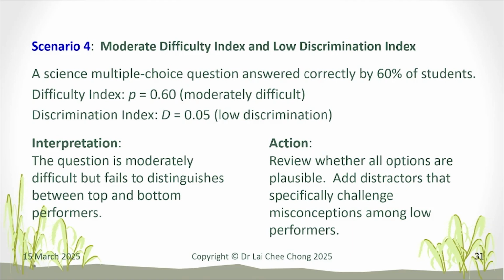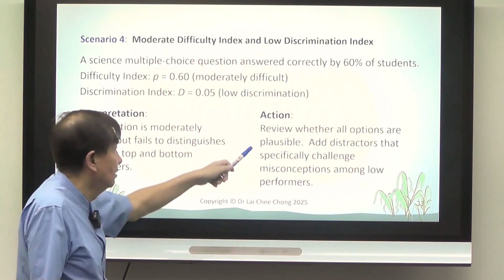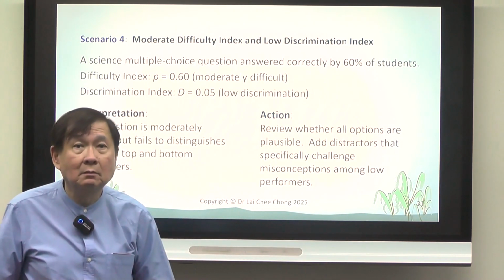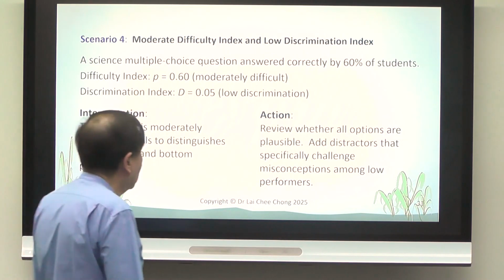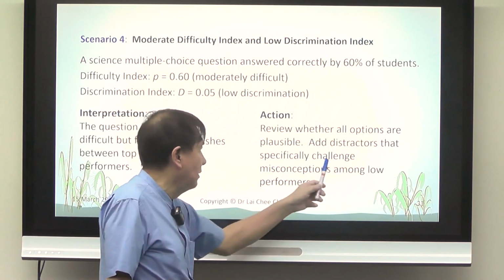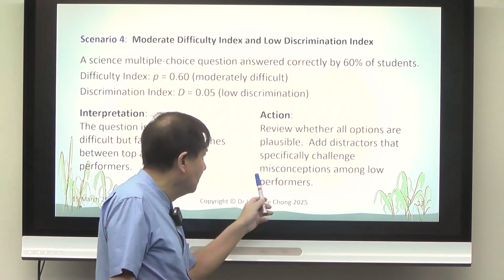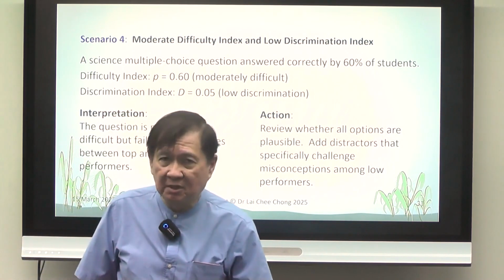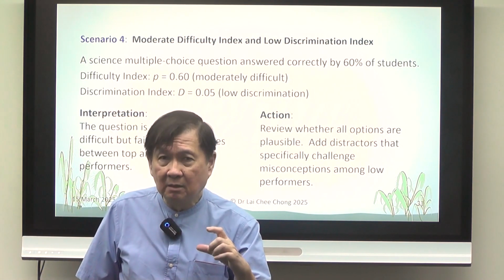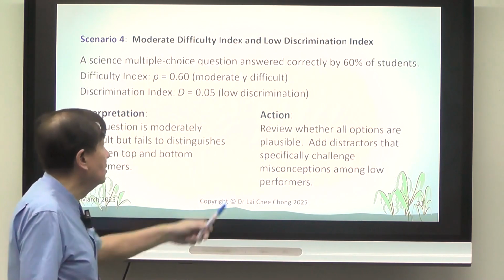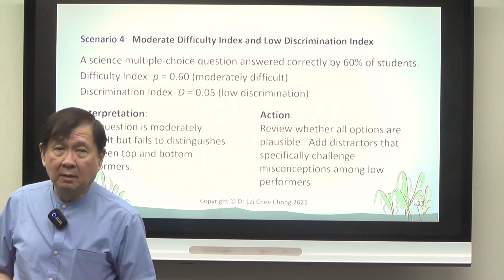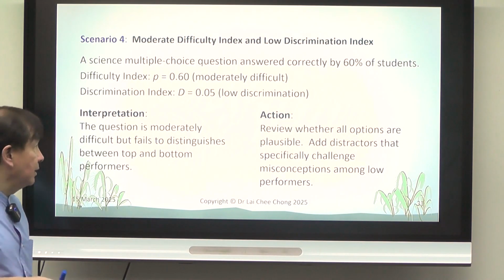So in that case, you review whether all the options are plausible. I'm talking about MCQ here, by the way. This is an MCQ question here. Okay? Because your distractors may not be effective. That's the reason why. It can happen. So, okay, you may add distractors that specifically challenge the misconceptions among the low performers. I think I did talk about how to set MCQ questions, about the distractors. Usually they will talk about the misconceptions made by students, for example. So these are the kind of things you have to bear in mind. All right?